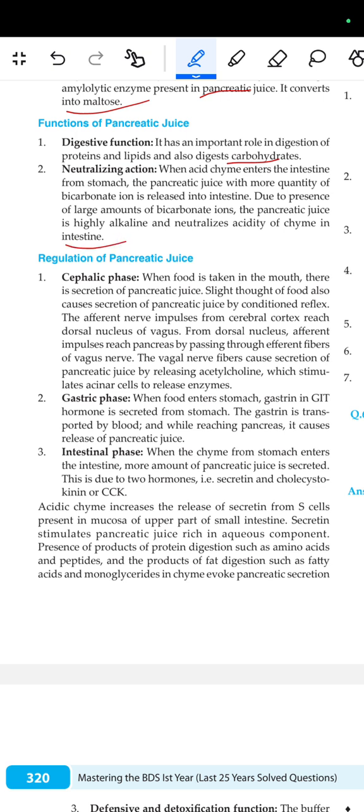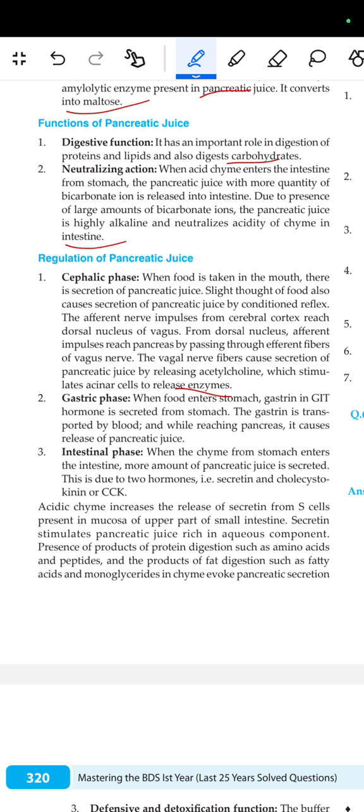Regulations of the pancreatic juice. Cephalic phase. When food is taken in the mouth, there is secretion of the pancreatic juice. Slight thought of the food also causes the secretion of the pancreatic juice by the conditioned reflex. The afferent nerve impulse from the cerebral cortex reaches the dorsal nucleus of the vagus. From the dorsal nucleus, efferent impulse reaches the pancreas by passing through the efferent fibers of the vagus nerve. The vagal nerve fibers cause the secretion of the pancreatic juice by releasing the acetylcholine, which stimulates the acinar cell to release the enzymes.